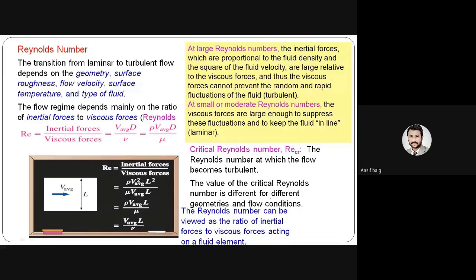So the critical Reynolds number, Re critical, is the Reynolds number at which the flow becomes turbulent. The value of the critical Reynolds number is different for different geometries and flow conditions. The Reynolds number can be viewed as the ratio of inertial forces to viscous forces acting on the element.